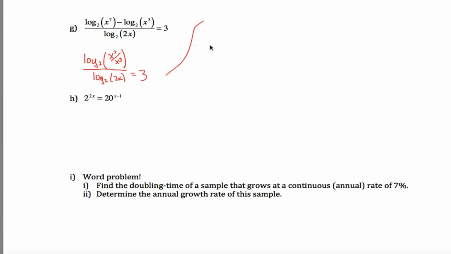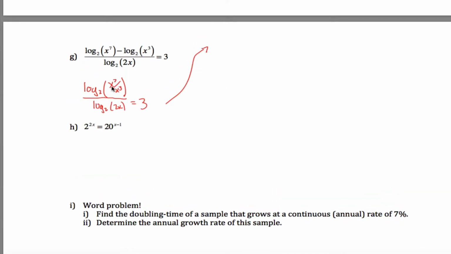And from here, how much room do I have? Plenty of room. Sorry, x to the 7th divided by x cubed is just x to the 4th. And at the risk of doing 2 steps in one, I'm going to multiply both sides by log base 2 of 2x. So I got 3 times the log base 2 of 2x. If both sides were just log base 2 of something, I could get rid of them by doing 2 to both sides of the equation, but this 3 is kind of annoying.